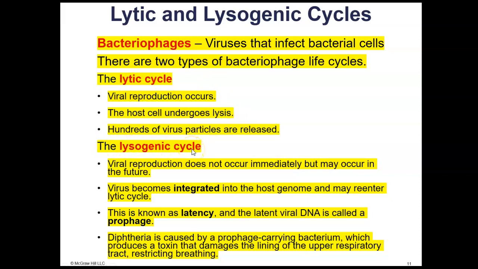But the lysogenic cycle is when the viral genome is integrated into the host cell genome. At some point in time, it may re-enter the lytic cycle, but during the time where it's just dormant, we call this latency. And the latent viral DNA is called a prophage. Diphtheria is a disease that's caused by a prophage-carrying bacterium, which produces a toxin that damages the lining of the upper respiratory tract, restricting breathing.